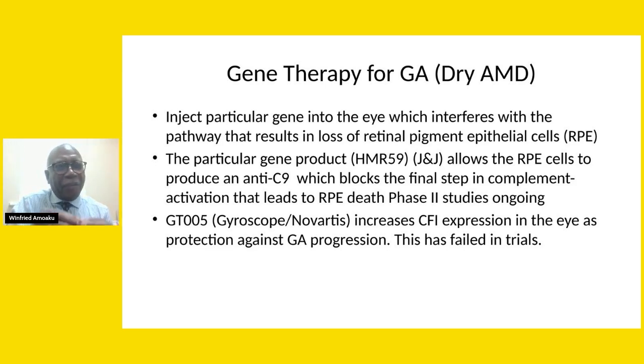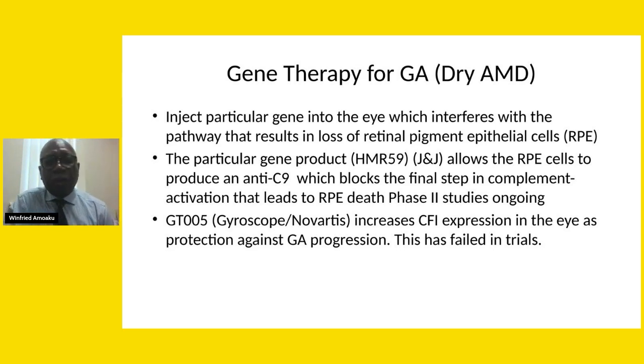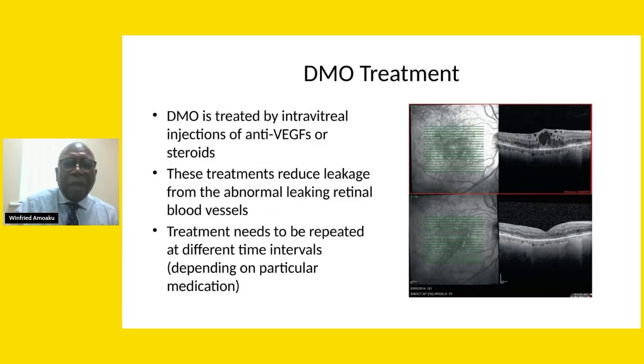The idea is that, again, if you can stop those retinal pigment epithelial cells dying, then you preserve what is left forever and ever. But we'll wait to see those results. Now, some of you may have heard of another product by Gyroscope, Novartis, called GT005, which was to increase complement factor I expression in the eye in order, again, to slow geographic atrophy progression. Unfortunately, that one has failed, and that study has therefore been stopped. But again, there is hope for the future, although we don't have anything to offer at the moment.